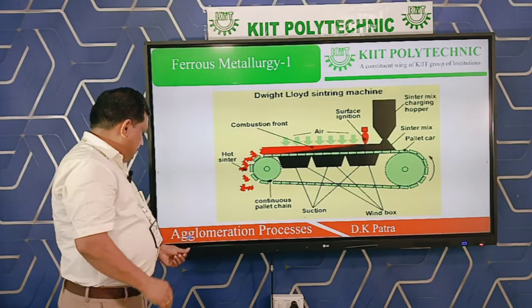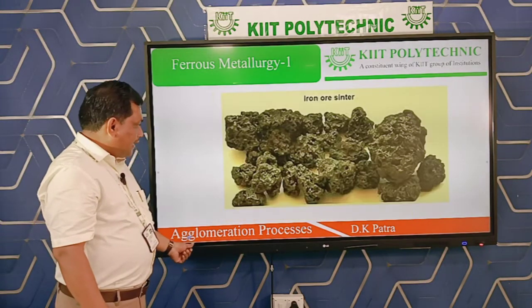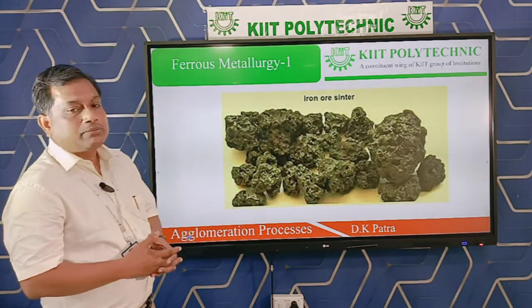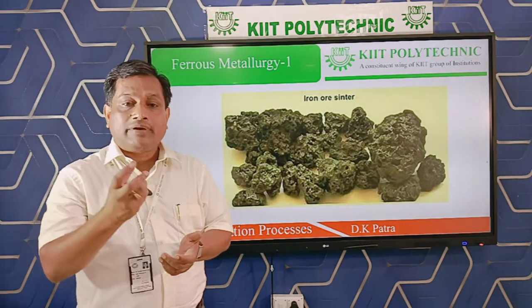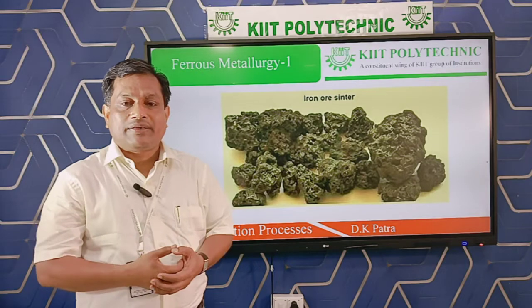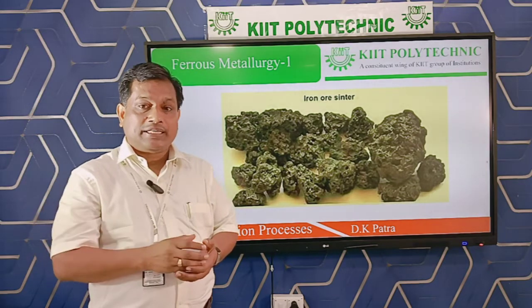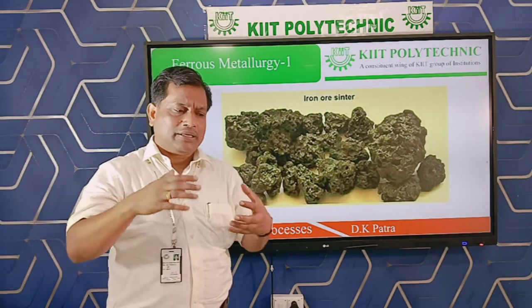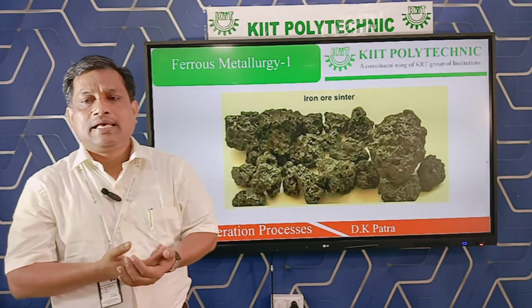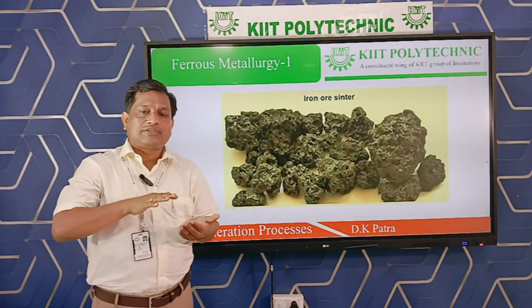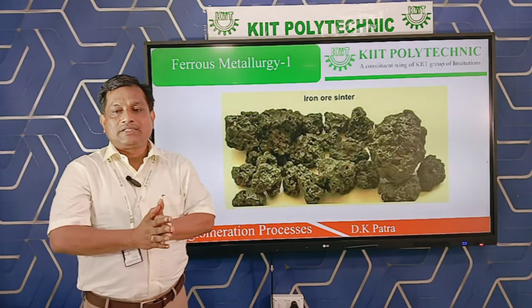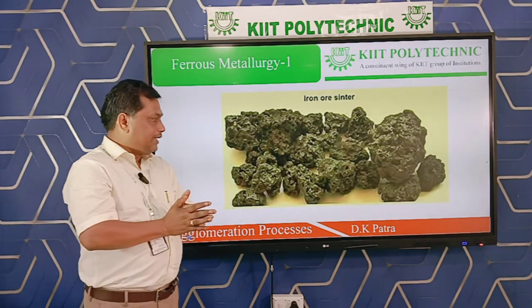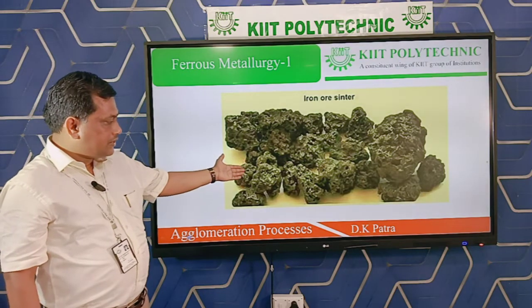Whenever we come to the sinters, I have given you the diagrams of the sinter. This is the sinter. It does not have any particular shape. It is irregular in shape actually, but it is porous in nature, so that gas can enter whenever it is reacting with any gas. Gas can react on the surface as well as enter through the interconnected pores present inside the sinter. So this is the figure of the sinters.